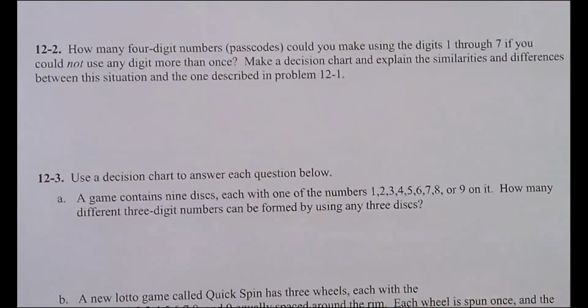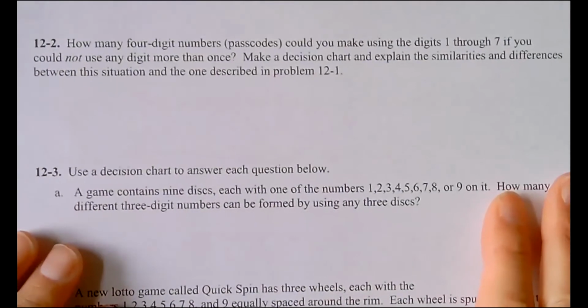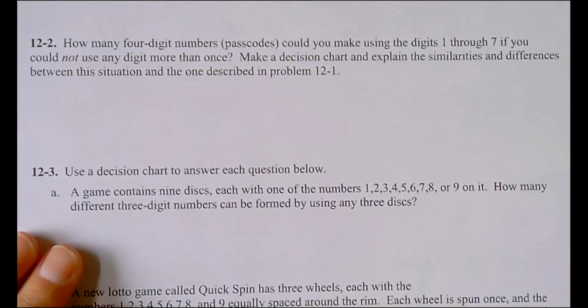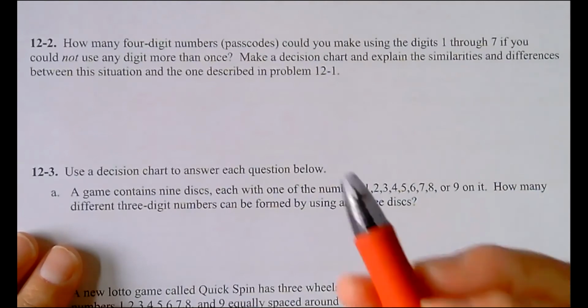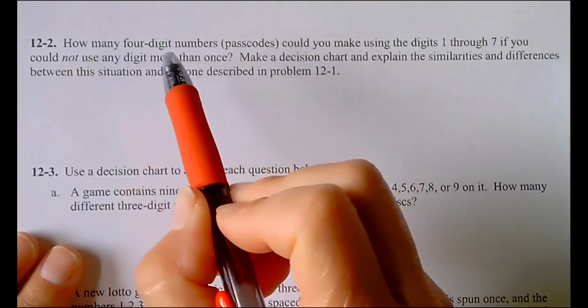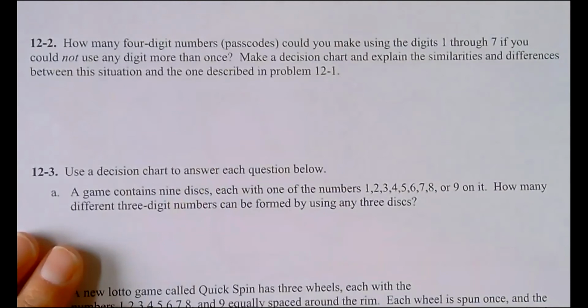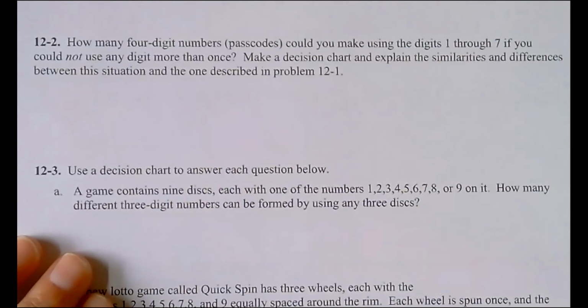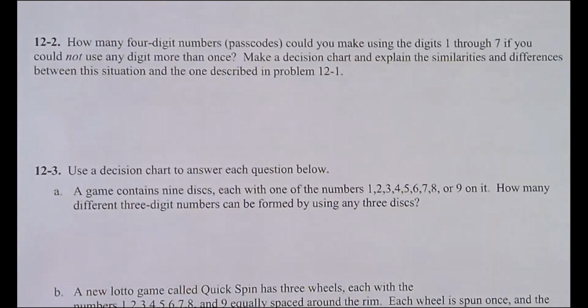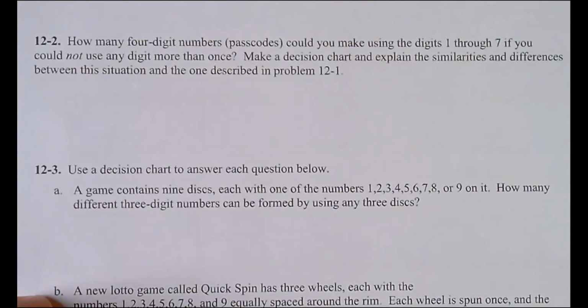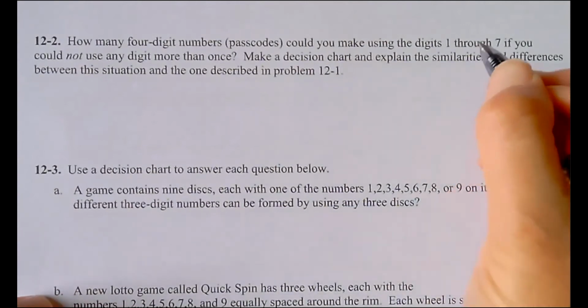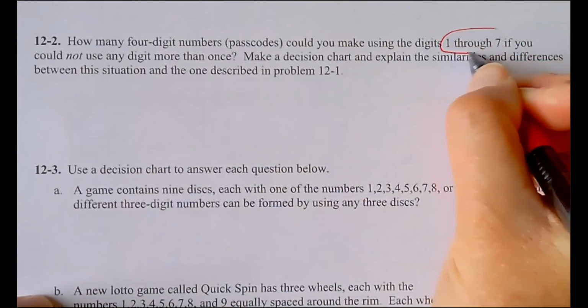And we're going to be looking at 12-2. And again, you guys can be doing this on your phone if you want, or you can do it on the paper if you prefer. How many different 4-digit numbers, passcodes, could you make using the digits 1 through 7 if you cannot use any digit more than once? So again, we still are using the digits 1 through 7.